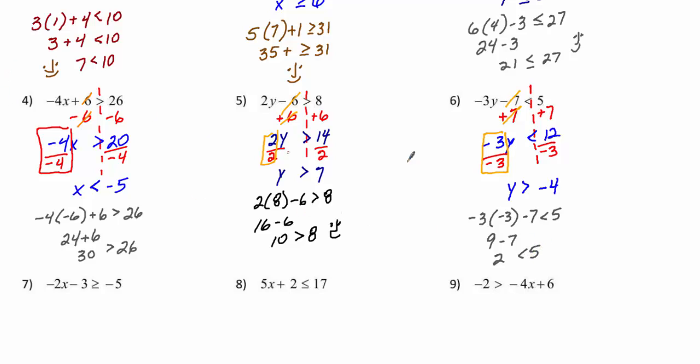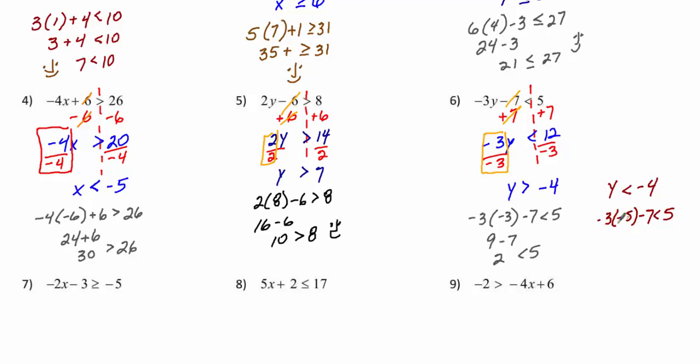Let's say you were working with somebody who forgot to reverse the sign, who left it as y less than negative 4. Now let's see what would happen. If we need y less than negative 4, well, a number less than negative 4 is negative 5. So we would have negative 3 times negative 5 minus 7. Is that less than 5?